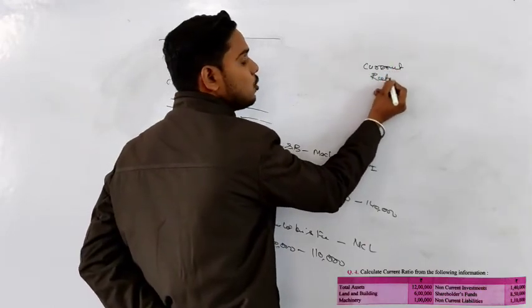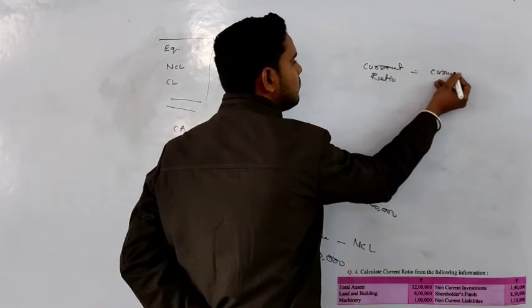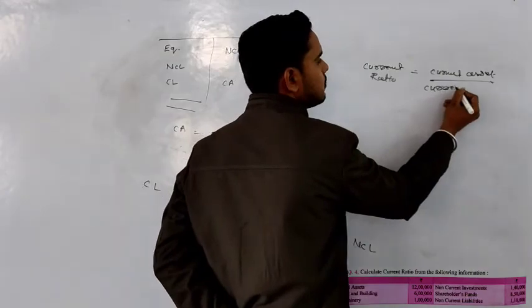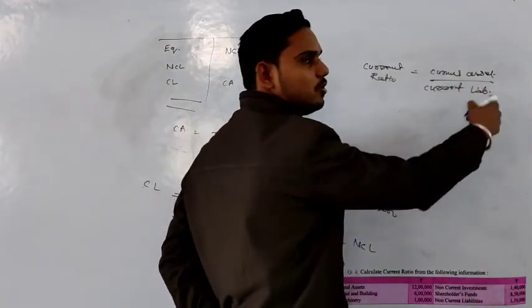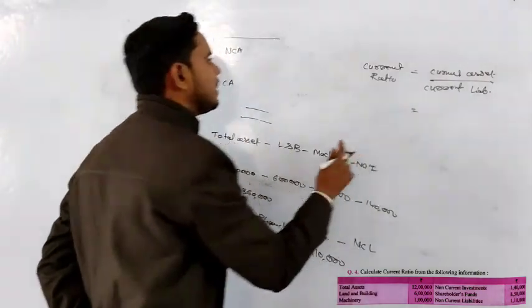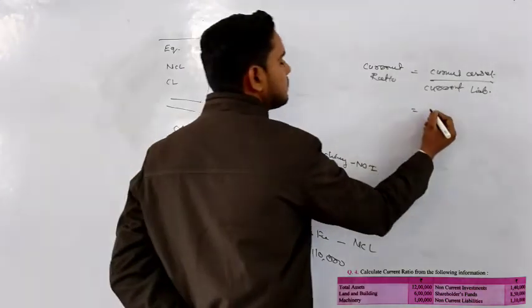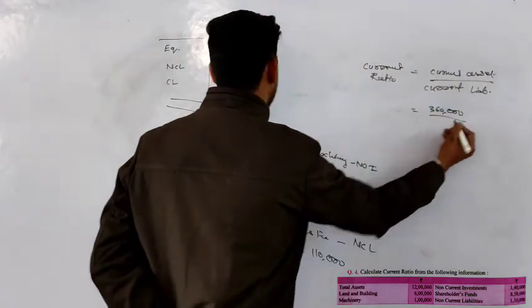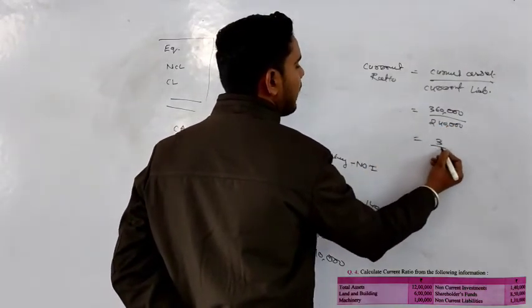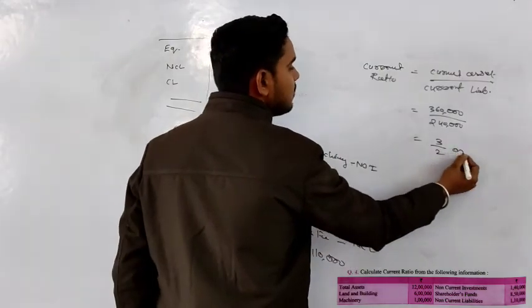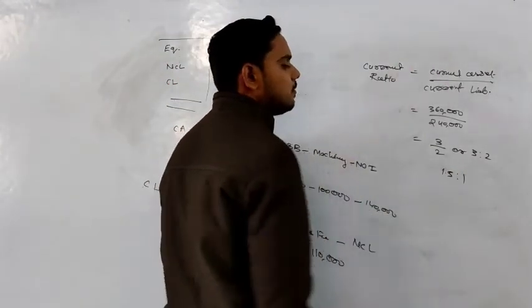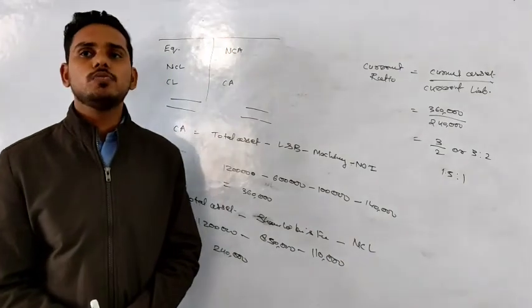So we write current ratio equals current asset upon current liability. Remember one thing: in the exam never write the short form, that is a kind of bad impression. Write the complete words. Current asset upon current liability, don't write CL. And what is current asset? 360. And current liability is how much? 240. So that will be 3 by 2, or we can say 3:2, or in the same way 1.5:1. So 1.5:1 will be our ratio.